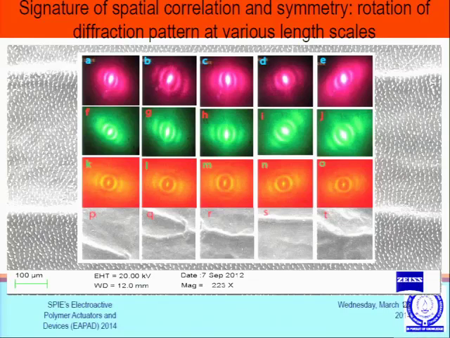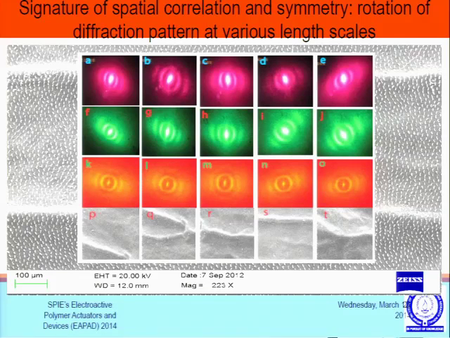So here I am showing a very interesting feature of the arrangement of the microstructure on the wing surface. When we scan the laser spot on the wing surface, we observed that our diffraction pattern starts rotating from this direction to this direction. It means various symmetries are involved in the arrangement of the microstructure on the wing surface.